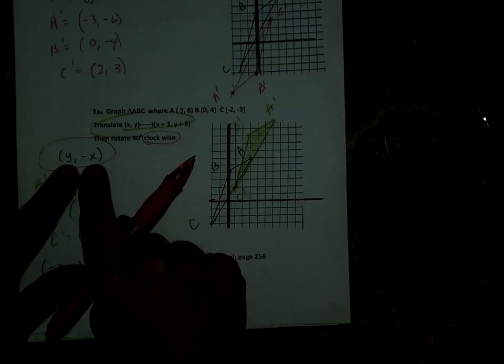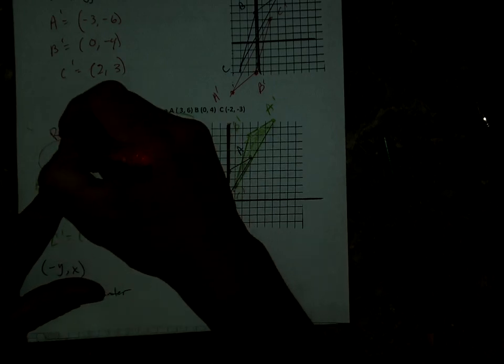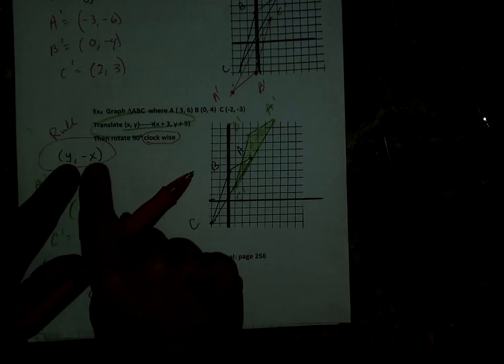Okay. Now, some kids can visualize it. Some people can say, "Boom, I got it, Mr. Davis. I know exactly what it is." Most of us, me included, have a hard time with that. So I've got a little trick. If you want to rotate something 90 degrees clockwise, here's my rule. So it's y, negative x.